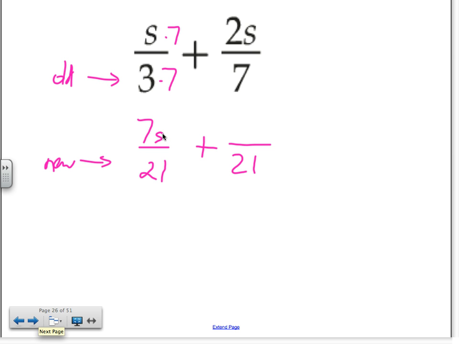What about the other side? What do you have to multiply 7 by? By 3. So if you multiply the bottom by 3, you have to multiply that top by 3 as well. So the top now becomes 6s. Do we have a common denominator? We do. So if we do, what do we do next? At the top, which becomes 13s over 21, and there you have it. Done.